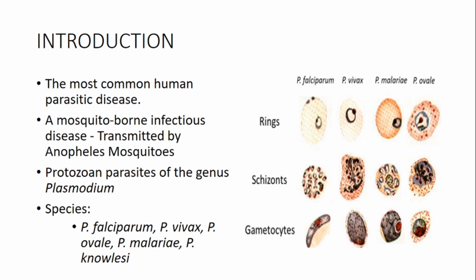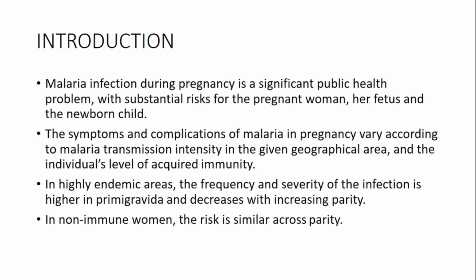Malaria is the most common parasitic disease in humans and is an infectious disease that is transmitted by the female Anopheles mosquito. Malaria is caused by infestation with protozoan parasites of the genus Plasmodium, and there are different species. The most common malaria infection and most virulent is caused by Plasmodium falciparum. Other species include Plasmodium vivax, Plasmodium malariae, ovale, and more recently, knowlesi.